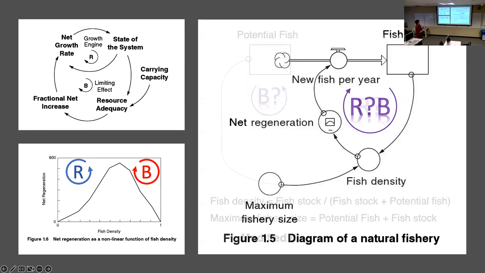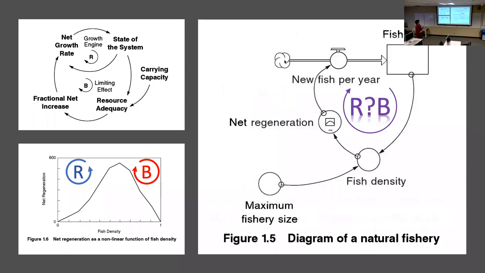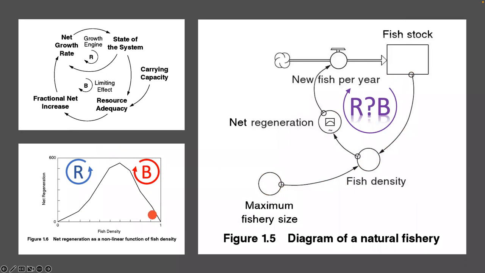Well, my thought was, what if we just flip that and create a second stock, a kind of virtual stock of potential fish? If we go back to this previous version, to calculate fish density we had to know the maximum fishery size. This might have been 1,000 fish. So if we do the fish stock divided by 1,000, we get the density in the fishery. We know the density can't go above 1. And so the maximum fishery size is what sets that upper bound that's going to lead us to this decline in the regeneration rate.